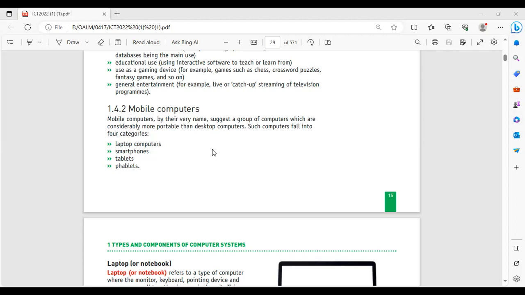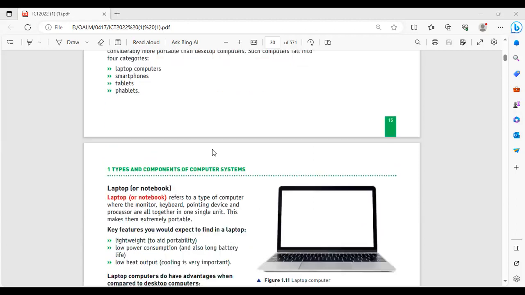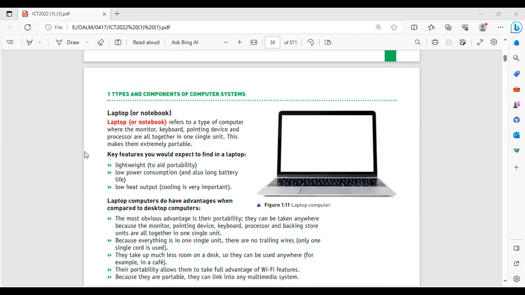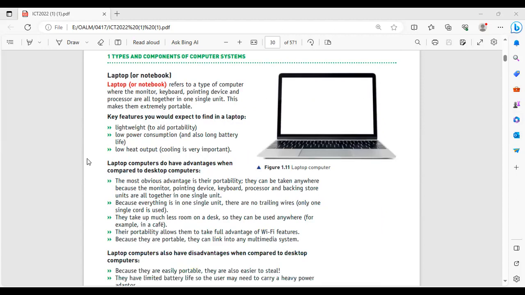Is there anyone who has a desktop computer? No, sir. You have a laptop? No, sir. Okay. These are some mobile computers given: laptop computer, smartphone, tablet, and phablet. So first we have to see laptops or notebooks. So Harsh, can you briefly explain regarding laptop?